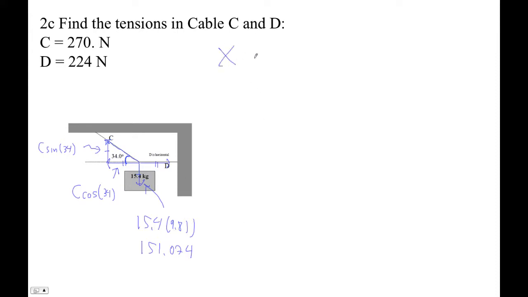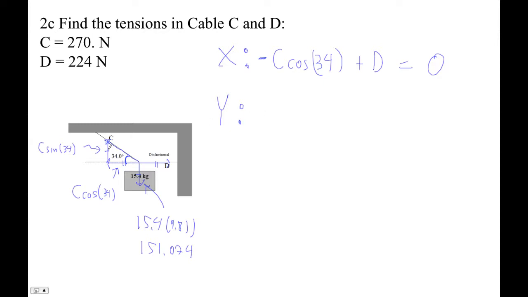In the x direction, we've got negative c cos 34. Okay, because that's to the left, we make it negative, right? And it's in this way, so it's in the x direction, right? Plus d is 0. So d is pulling to the right, that's pulling to the left, they add up to 0. In the y direction, this has two unknowns and one equation, so we're kind of out of luck.